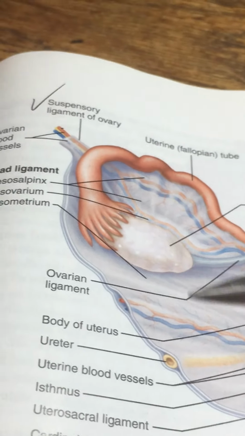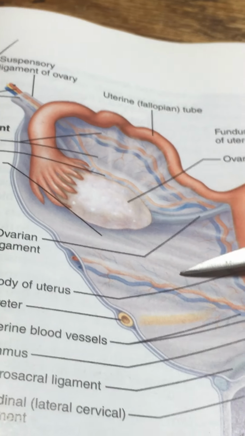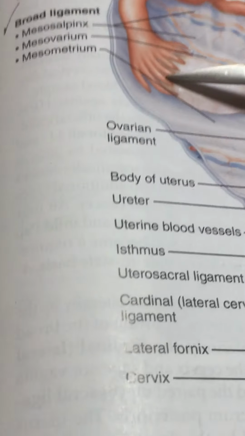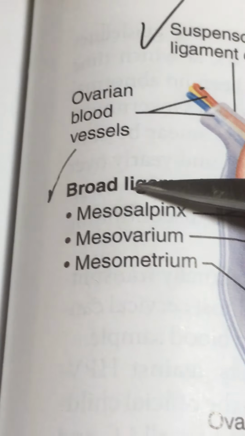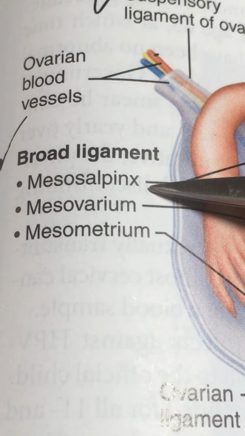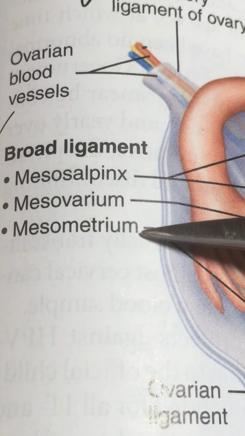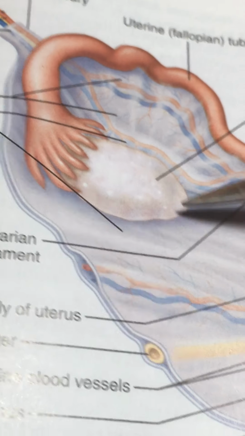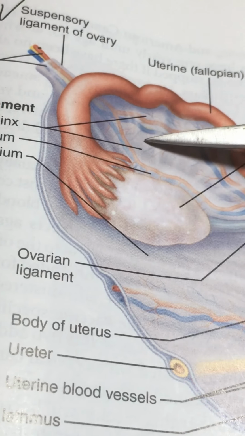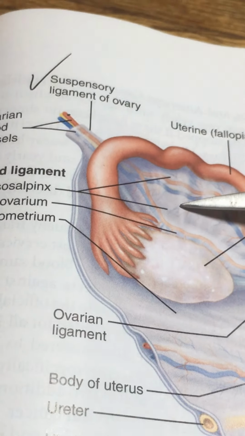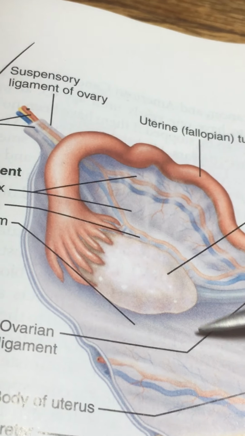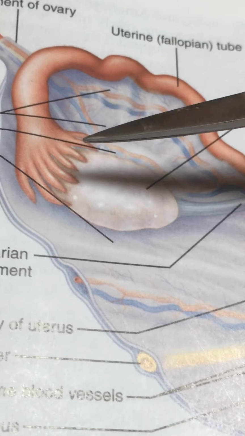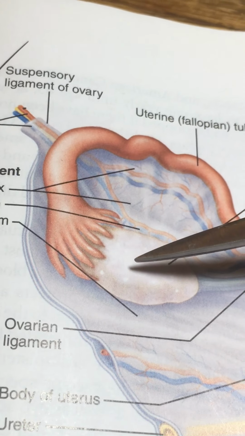Also, the structures here are maintained in their location with this broad, this is called the broad ligament. There's a few different parts of the broad ligament here. The mesosalpinx, the mesovarian, and the mesometrium layers. So these are multiple layers of the broad ligament. You can sort of think of them as sheets of plastic that are heat sealed together and holding everybody in their correct both location and position.